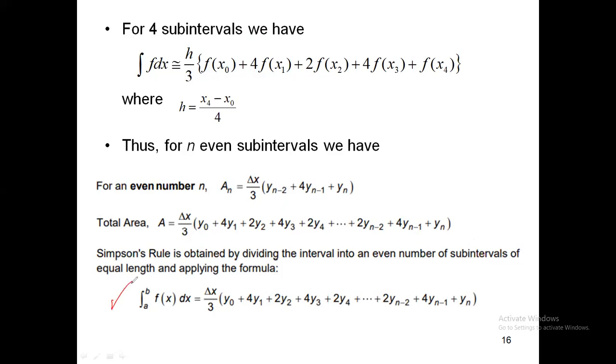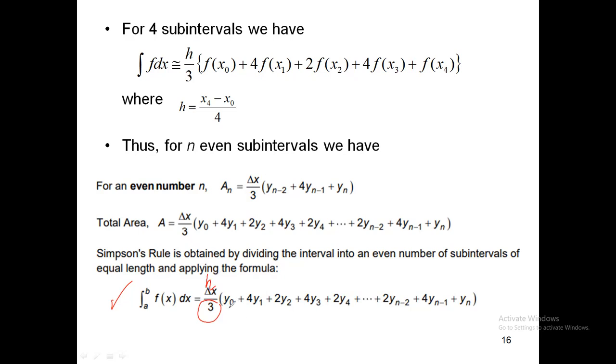So one major difference between the formula for trapezoidal rule and Simpson's rule is the division. Trapezoidal rule is divided by 2. Simpson's rule is divided by 3. This delta x is still h, the h in your trapezoidal rule.